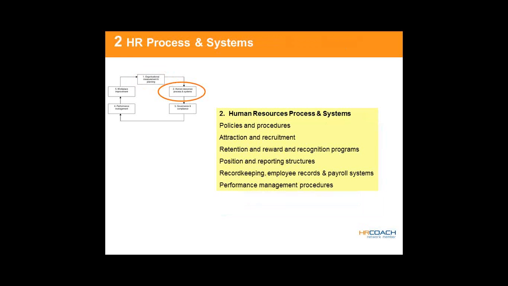Number 2 is human resources, processes and systems. That's your policies, procedures, your attraction recruitment strategies, retention, reward, recognition programs, your org structures, positions, etc., record keeping, employee records and payroll systems, whether they're kept in books or are they kept in the cloud, in the system, and your performance management procedures.